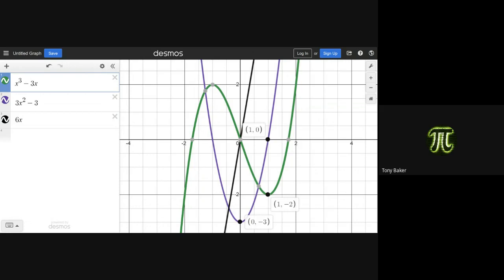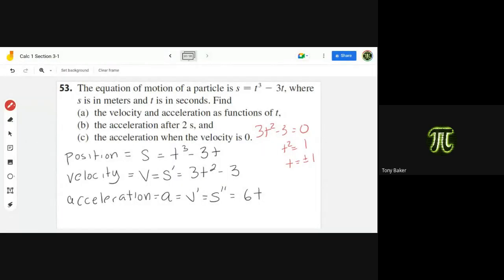That's it. You can drive your physics teacher nuts by actually using your calculus to do your physics stuff.